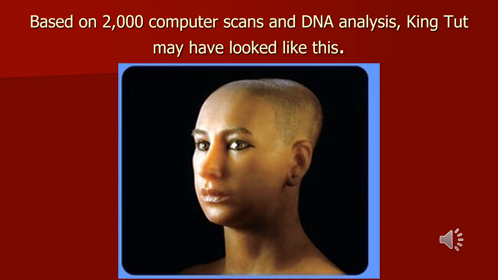It was the common practice for the pharaohs to marry their half-sisters. So they might have had some of these genetic things that they inherited from that situation. And he also married his half-sister. Again, this is just pure speculation about what he might have looked like, but based on the DNA analysis.